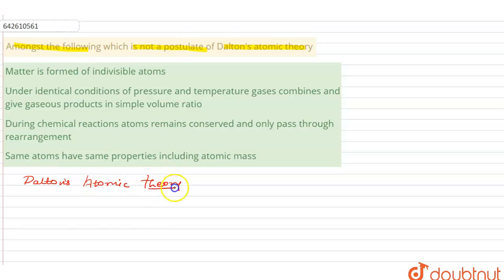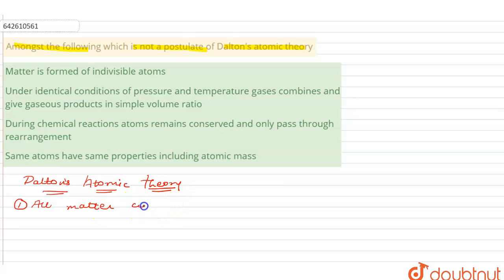If you remember, Dalton's atomic theory has been with us since our school years. So let us list out the postulates of Dalton's atomic theory given by Sir John Dalton. This was the very first atomic theory which came into existence, or otherwise I would say which came in front of all the scientists. So this was the very first part of the research which was presented by one of the scientists, that is Sir John Dalton.